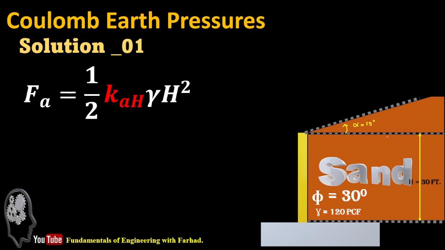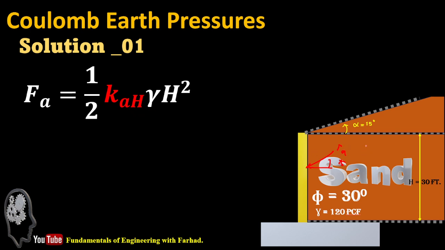So if this is FA, applied to the soil at this angle, like 15 degrees, this is FA, and we need to have the horizontal component of that.